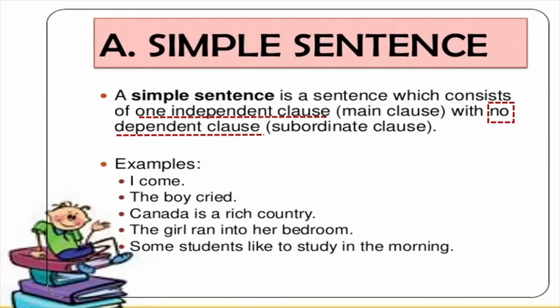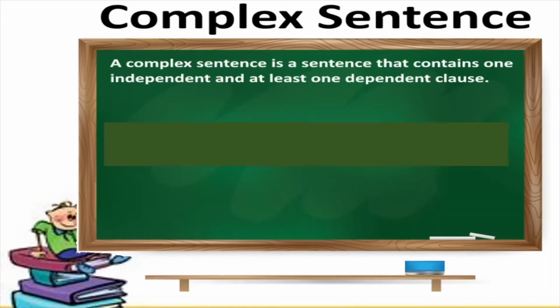Okay, come on, let's move and look at the next kind of sentence, which is a complex sentence. A complex sentence is a sentence that contains one independent clause and at least one dependent clause. Remember, we are saying one independent clause and at least one dependent clause. There could be more than one also, but there will be at least one. That means a complex sentence has got both kinds of clauses. It has got an independent clause and a dependent clause.